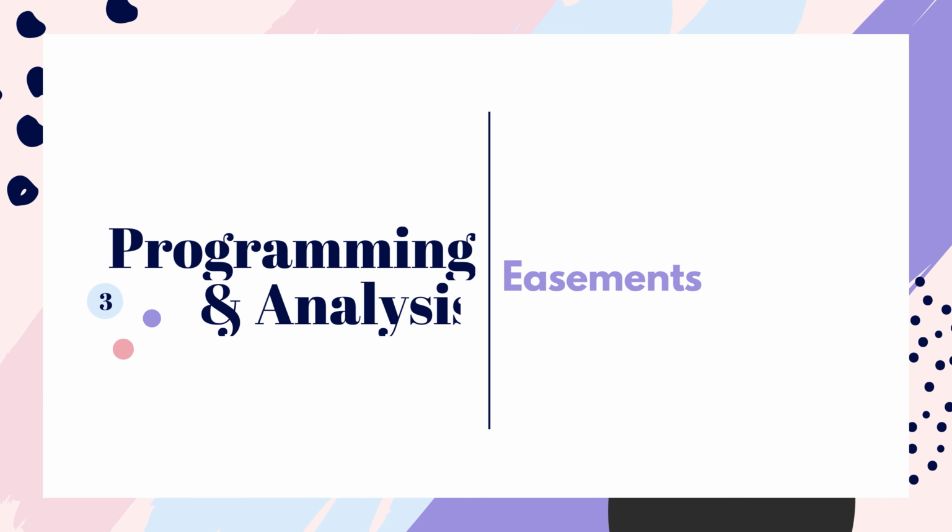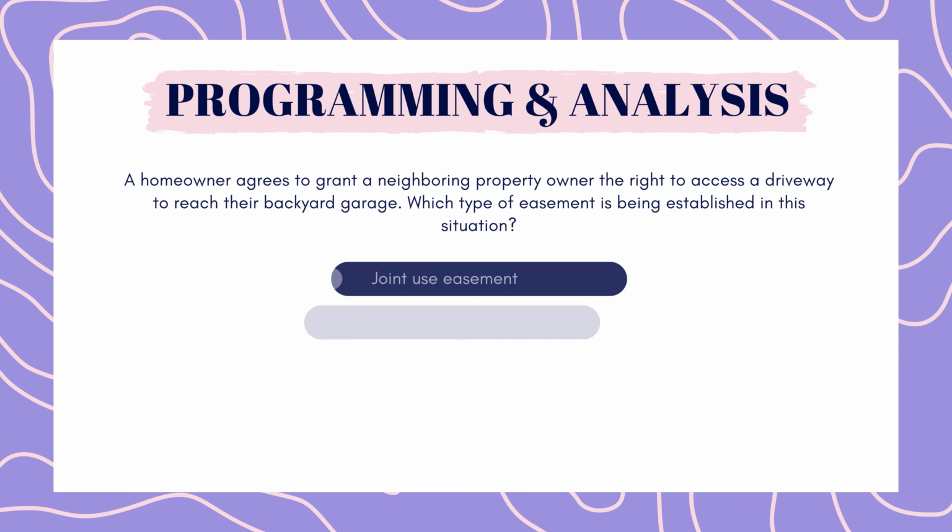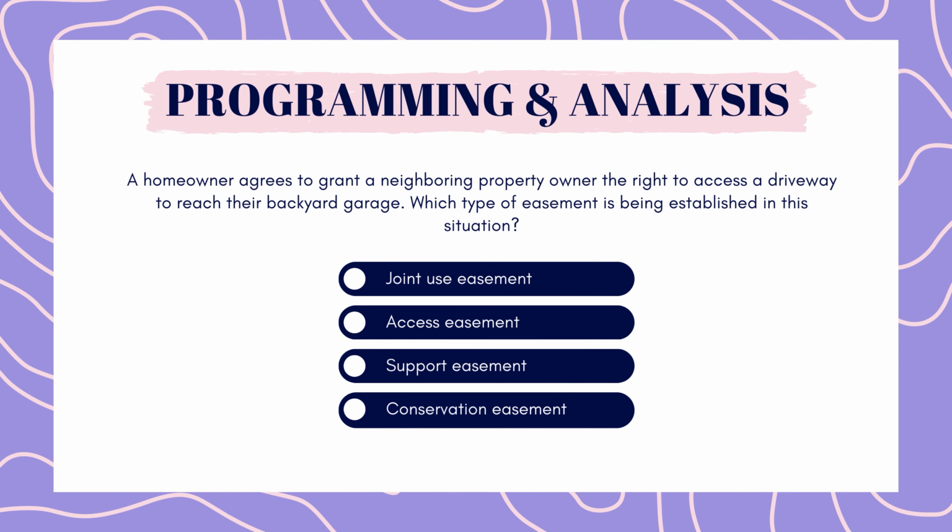Next up is programming and analysis. A homeowner agrees to grant a neighboring property owner the right to access a driveway to reach their backyard garage. Which type of easement is being established in this situation? Joint use easement, access easement, support easement, conservation easement.